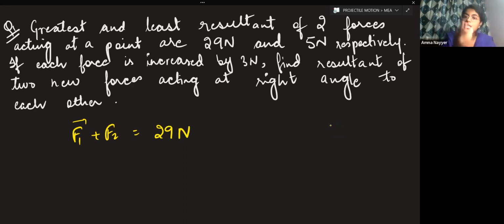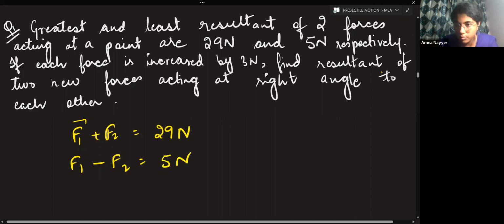Secondly, it says the least resultant of two forces is 5 Newton. It means the least resultant is the minimum value the two forces can provide. And how can two forces provide a minimum value? Two forces provide a minimum value if they are subtracted from each other. So here F1 minus F2 will give you 5 Newton. This is what is meant by the first two lines of the question.